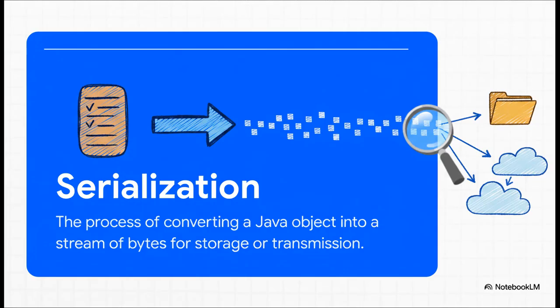And this is the core idea right here. We call it serialization. Think of it like flash freezing. You take your live, complex, running object and you convert it into a simple, durable format, a stream of bytes that can be easily saved to a file or even sent across the internet.